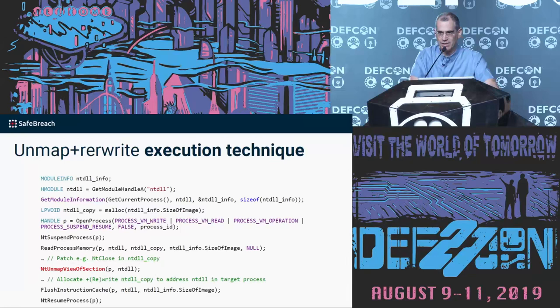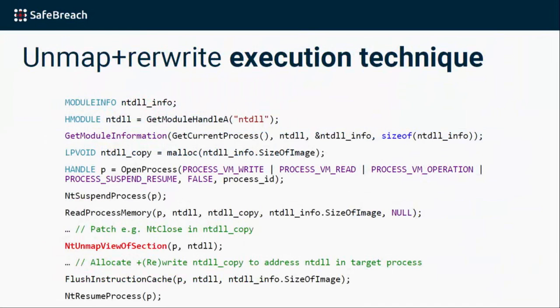This is a quite fascinating execution technique, the unmap plus rewrite. And it works like this. We look at a DLL used heavily in the target process. NTDLL is, of course, a prime choice. And then we first copy all the region of this DLL into our own process. We suspend the target. So first we suspend the process, then we copy the existing NTDLL entire module space into our process. We make a copy of it.